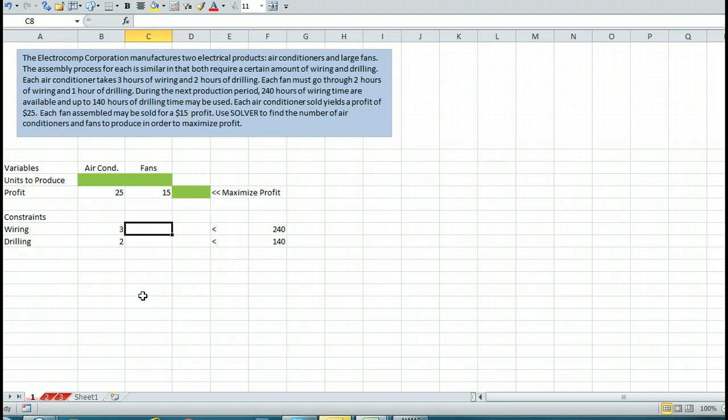So the problem tells us that wiring for fans is 2 hours. So that's already given. The problem tells us that drilling for fans is 1 hour. So however many units of air conditioners that we produce is going to require 3 hours of wiring. However many fans we produce is going to require 2 hours of wiring.